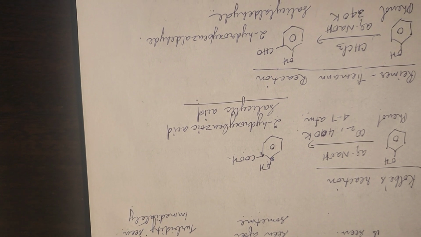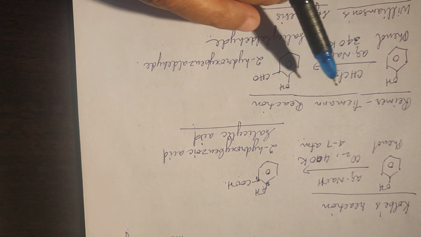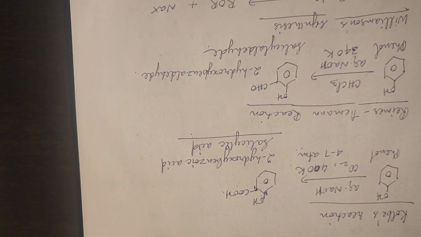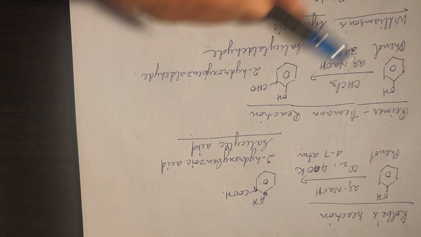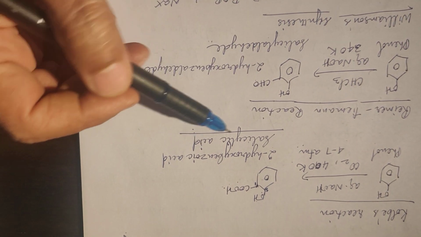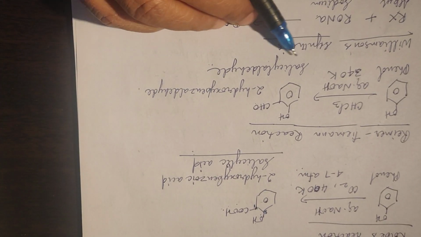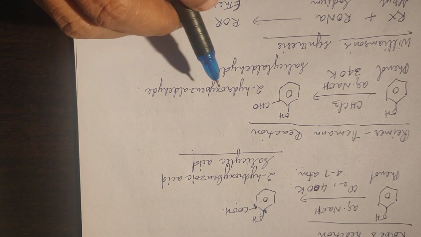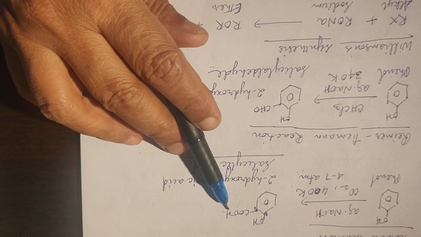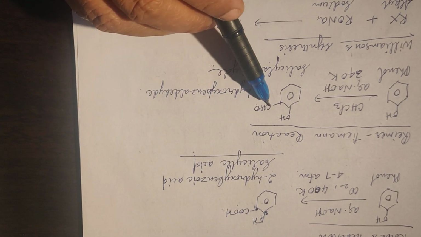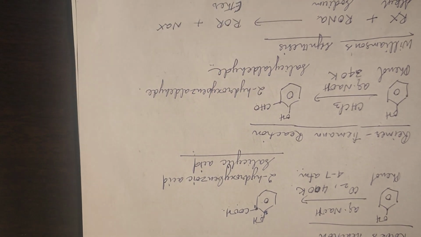Then let's go to the next one, that is the Reimer-Tiemann reaction. Now in this again, phenol is converted to another similar product, but not salicylic acid. You are getting salicylaldehyde, that is 2-hydroxybenzaldehyde. This is 2-hydroxybenzoic acid, and this is 2-hydroxybenzaldehyde. This is the aldehyde group.